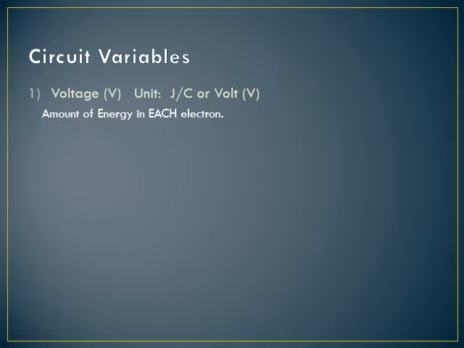The definition of voltage is the amount of energy each electron has. So as the electrons move through the circuit, they gain energy at the battery, and then they lose energy, or they use it up, they transform it into something else at the resistors. The amount of energy that each one is carrying around with it, or that each one uses, is going to be defined as the voltage.